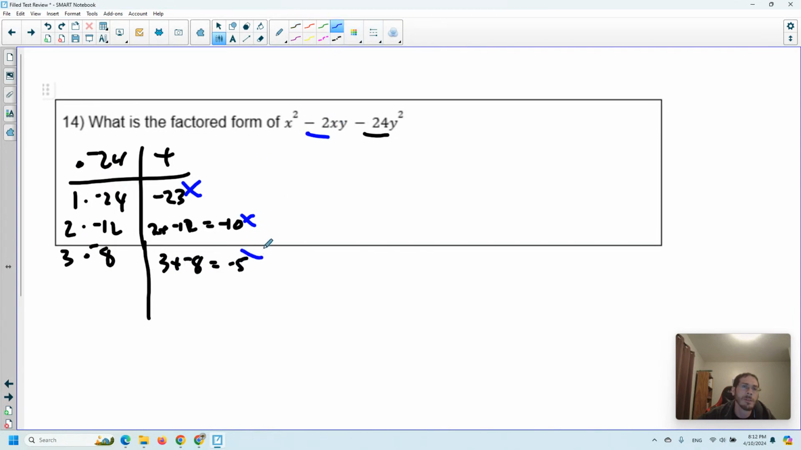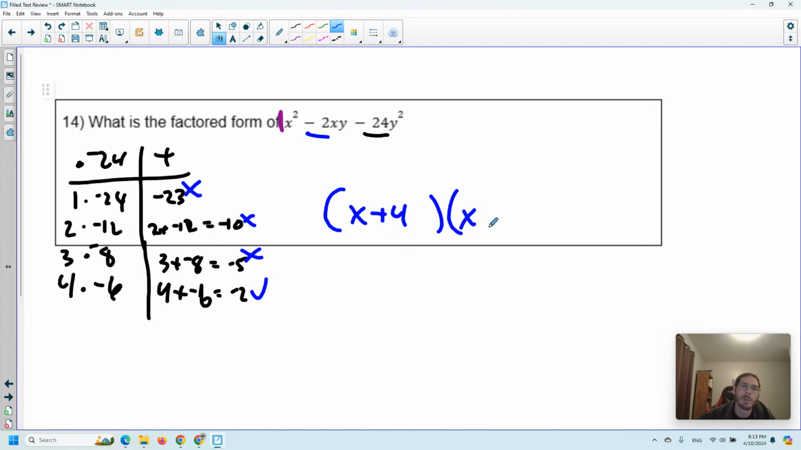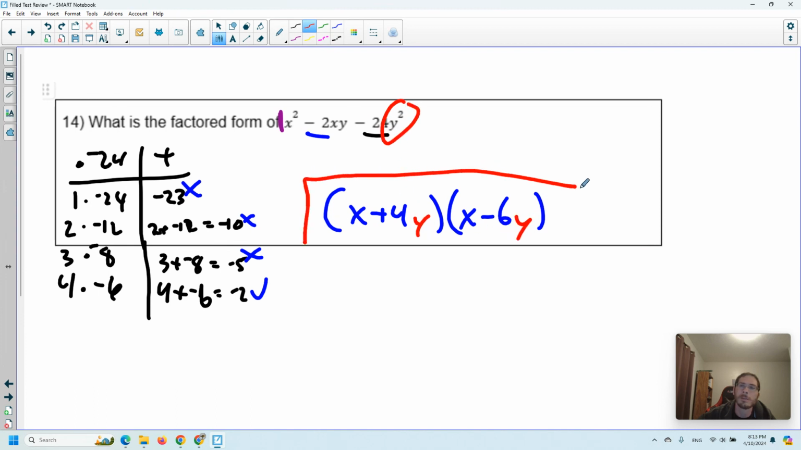And we're looking for negative 2. All right, well, let's continue to be lazy. Let's pick 4 next. So 4 times negative 6 is negative 24. So 4 plus negative 6 is negative 2, and that's the one that we want. Again, since there's a 1 here, since it's just x squared out front, we get to just write the answer. So x plus 4, x minus 6, and don't forget the y's, because we got y squared. We have to remember to put the y's here on the end. There we go. And that's it. We're all set on that one.